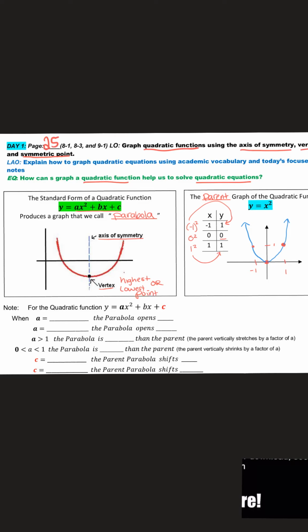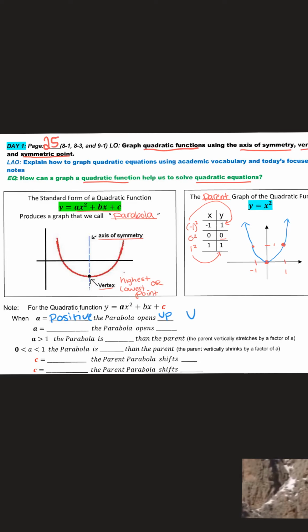First thing, if a is positive, we call this a happy face parabola because it opens up. So if a is a positive number, it opens up like this. Now, if a is negative, then the parabola opens down and it's unhappy.